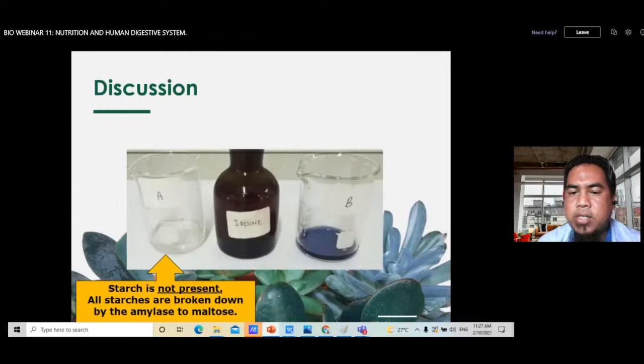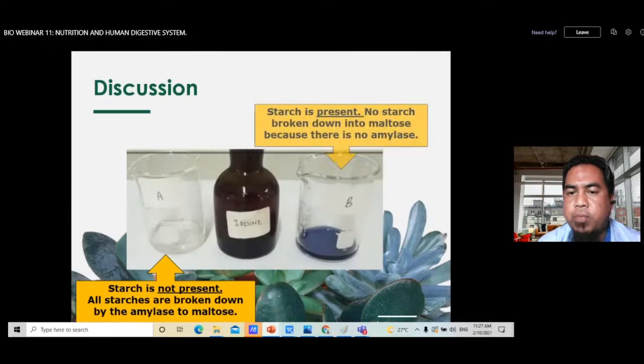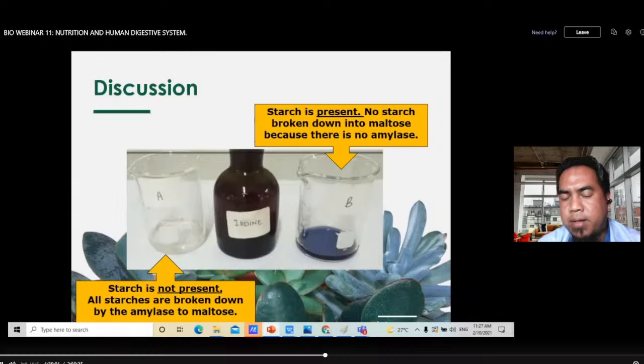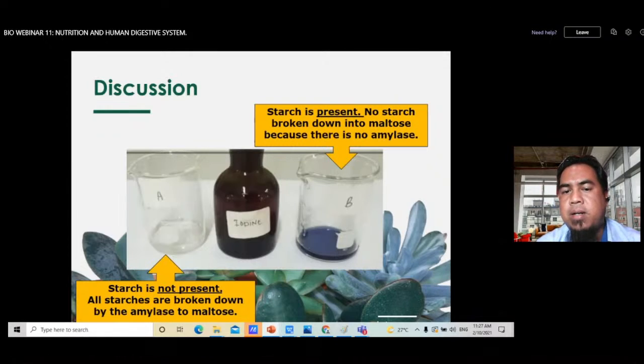For the solution in test tube B, when you put iodine, the color of the solution becomes dark blue. This is because it detects the presence of starch. Starch is not broken down into maltose because in solution B there is no amylase. So that's why the iodine test detects the presence of starch.